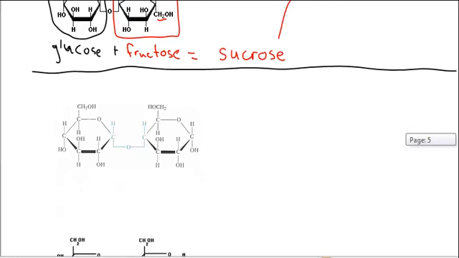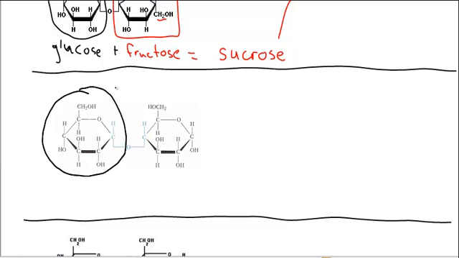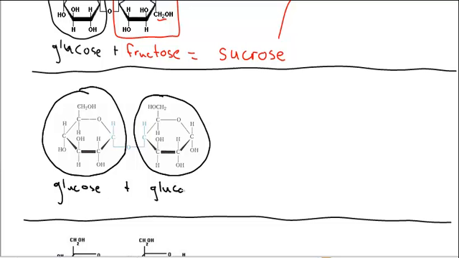The next disaccharide we're going to talk about, and the one you really are going to get very familiar with and need to know quite well. Okay, let's spot the glucose. Here's a glucose. And if you look really carefully, over here is actually another glucose. So it's glucose plus glucose equals a disaccharide called maltose.